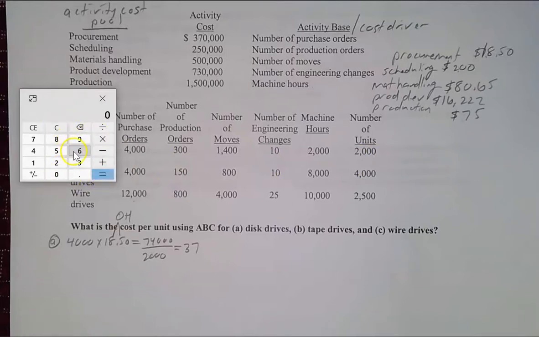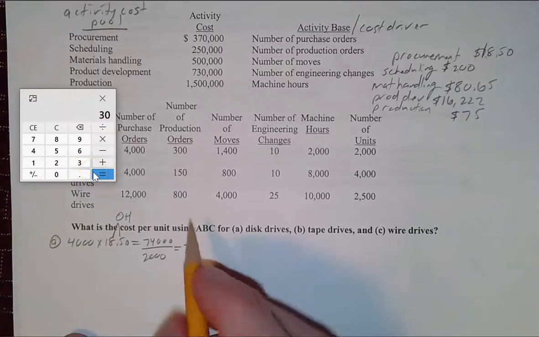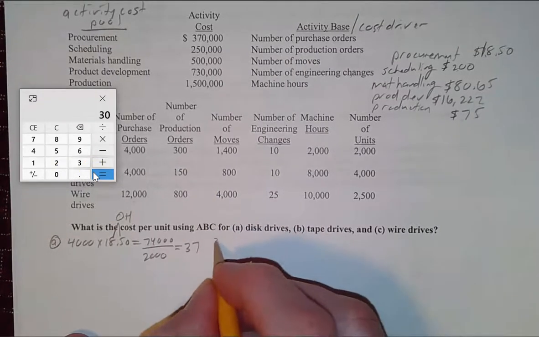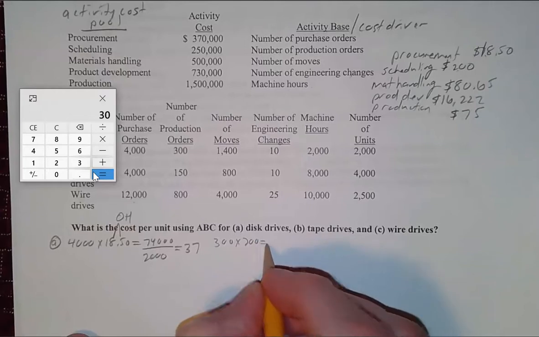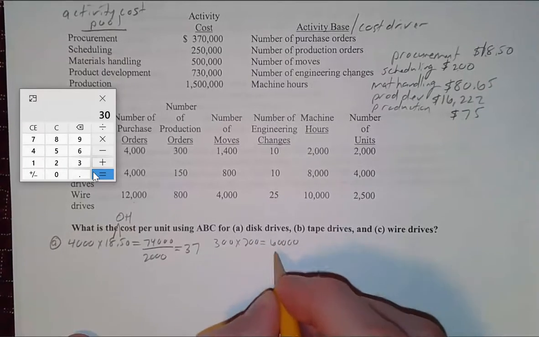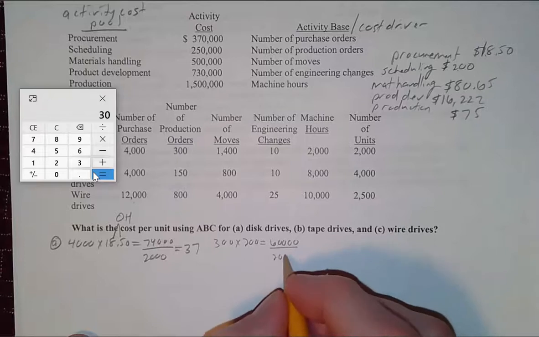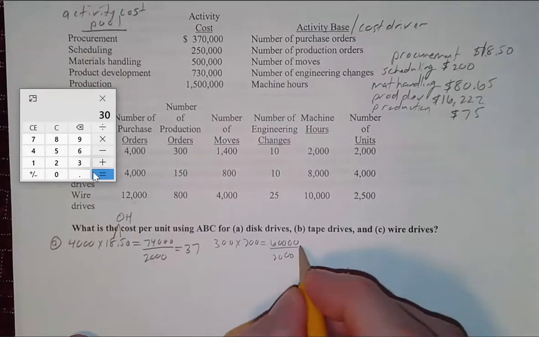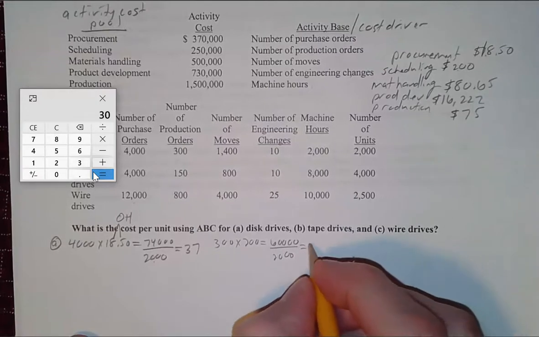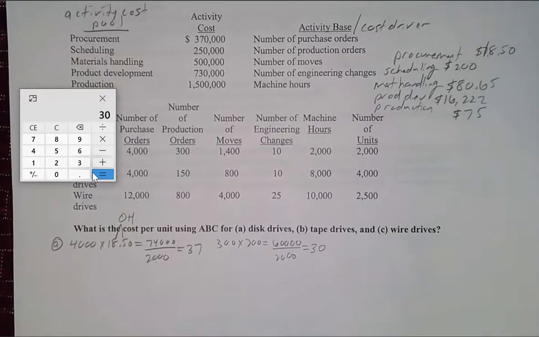Well, I made a mistake there. That was 60,000 divided by 2,000. Okay. Let's see here. So 300 times 200 equals 60,000 divided by 2,000. Our denominator is going to be the same for each component of the overhead cost. That's going to be 30.